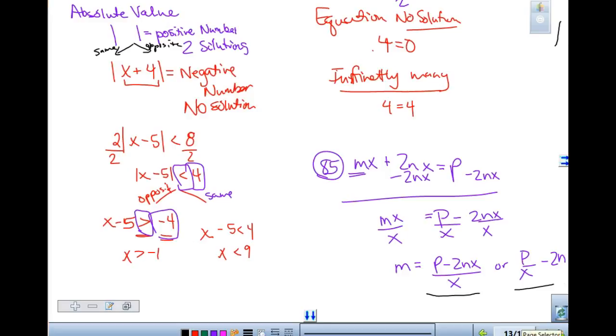Yep. That's why I would take it written this way, or I would take it with this. But you can't just cancel this x, so you can either have it as p over x minus 2n, or you can have that whole thing over x. Does that make sense? I'll take it either way. Any other questions?